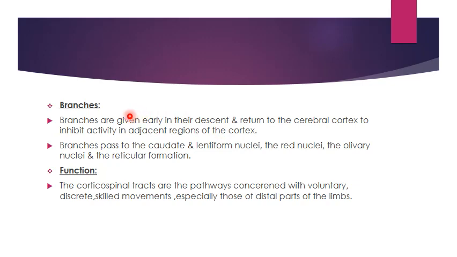Branches of the corticospinal tract. Some branches are given off early in their descent and return to the cerebral cortex to inhibit activity in adjacent regions of the cortex. Some branches pass to the caudate and lentiform nuclei, the red nuclei, the olivary nuclei, and the reticular formation. These branches keep the subcortical regions informed about the cortical motor activity. Once alerted, the subcortical regions may react and send their own nervous impulses to the alpha and gamma motor neurons by other descending pathways.